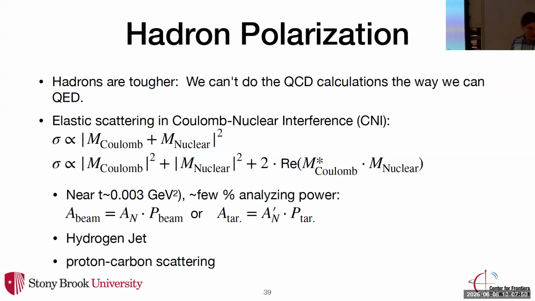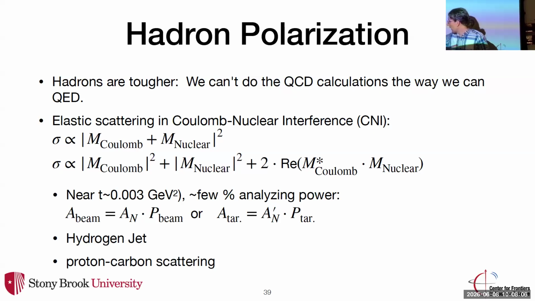But we have to calibrate it somehow. We don't have the absolutes. There's two ways we're going to use this. We're going to talk about a hydrogen jet where we do protons colliding with protons. We'll do a proton carbon scattering as well. And for any of these experiments, it's hadrons on hadrons.